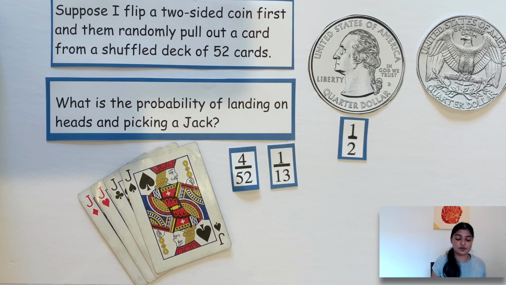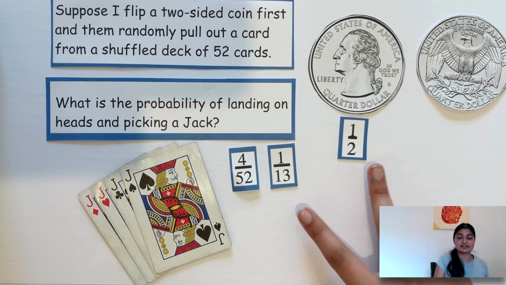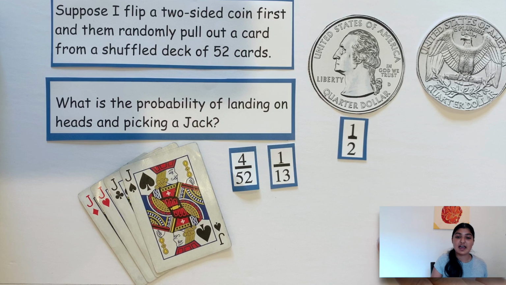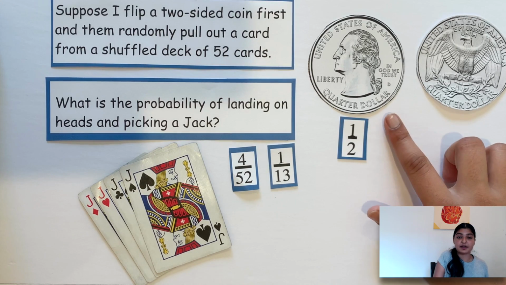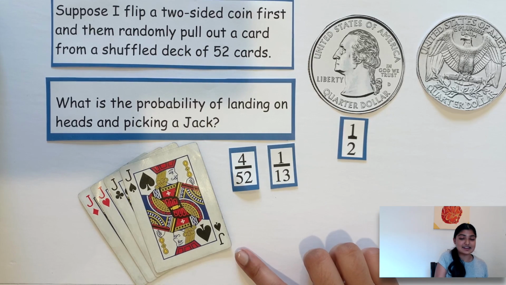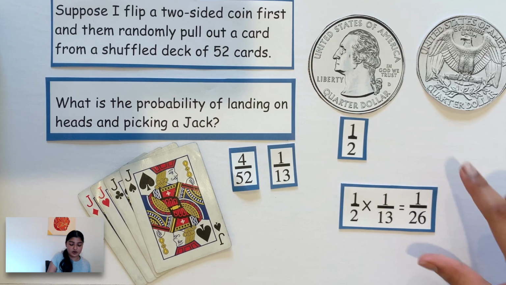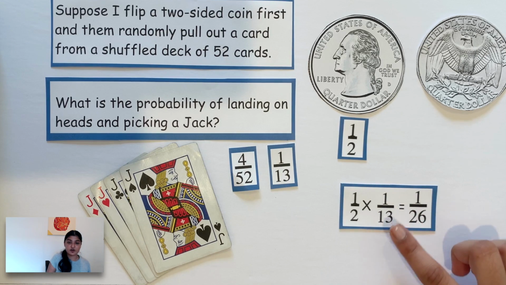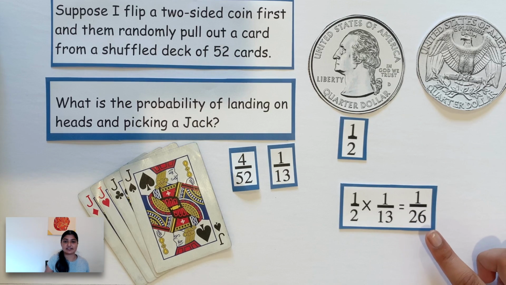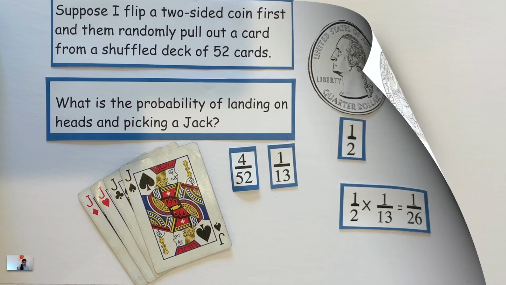As we have now found the 2 individual probabilities, we can multiply them, as this question is asking for the total probability of flipping a coin to get heads and picking a jack out of our deck of cards. By multiplying 1/2 and 1/13, we can see that the probability is 1/26. Now, let's look at another example.